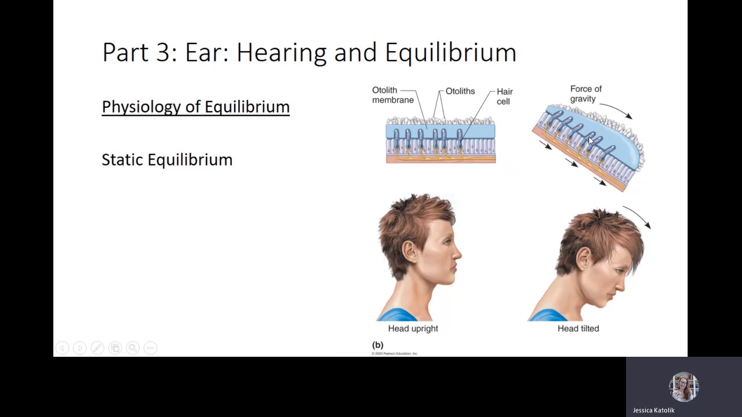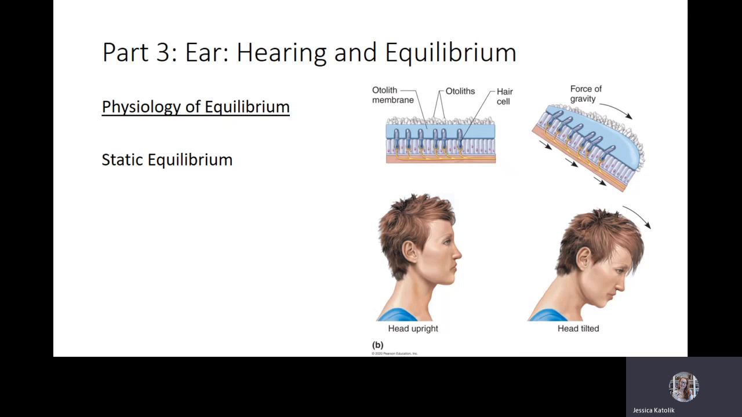And as it does so, it's going to bend the hair cells. When it bends the hair cells, it'll activate them, and the hair cells will produce neurotransmitters that will stimulate these sensory neurons. These sensory neurons are part of the vestibular nerve. The vestibular nerve will carry this information and unite with the cochlear nerve to become the vestibulocochlear nerve, that cranial nerve that will go to the brain.